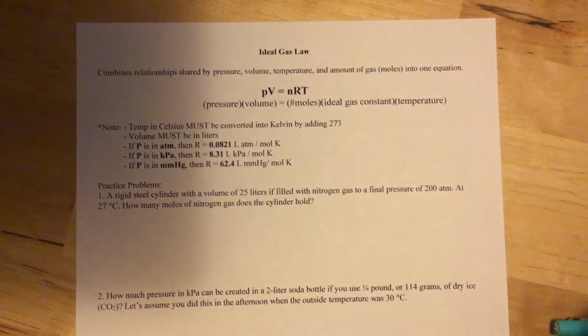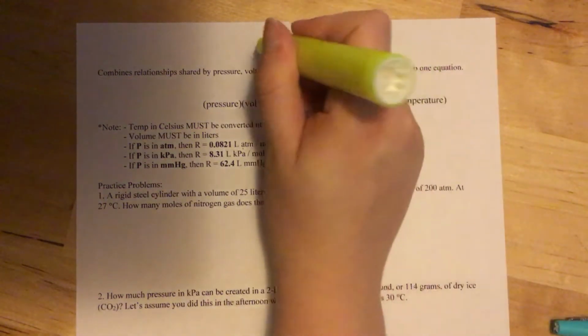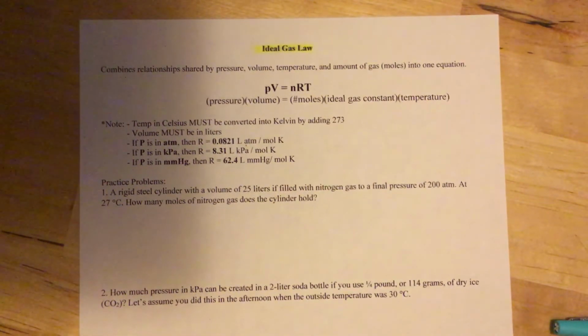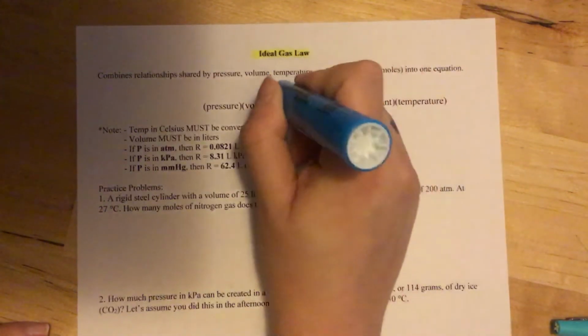The last gas law we're going to talk about in this unit is called the ideal gas law. The ideal gas law looks at pressure, volume, moles, and temperature as well. The difference between this one and the combined gas law, though, is instead of looking at two pressures, two temperatures, two volumes, we're just looking at one. So this is the equation we're going to use.